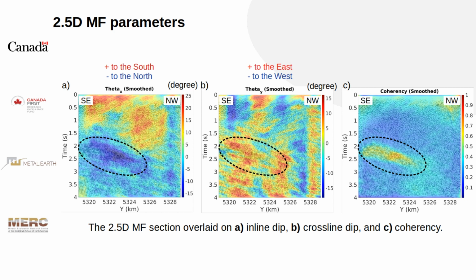Using these two apparent dips, we can estimate true dip, which is valuable information for structural interpretation. In Figure C, the coherency function section is overlaid on the stack section and helps us to know which part of the section can be interpreted with more confidence. Here, the hot color indicates highly coherent reflections.